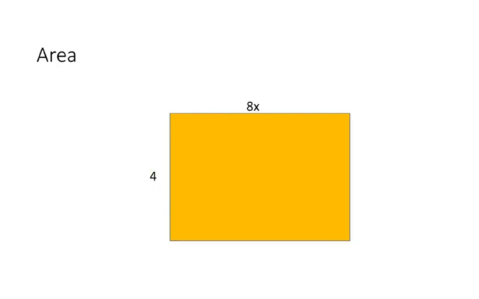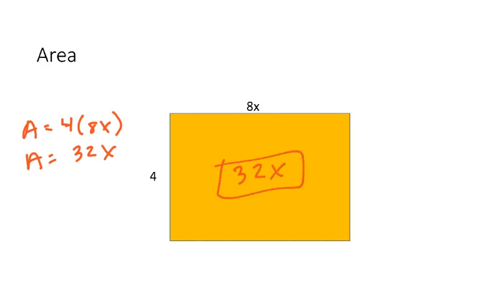If we look at this one, the area is still going to be the length times the width, except it's going to be 4 times 8x. And so we would say that the area of this one is 32x. We would also say that 8x and 4 are both factors of 32x. Factors meaning that they're things that are multiplied together to get a certain value. So of 32x, the factors are 8x and 4.